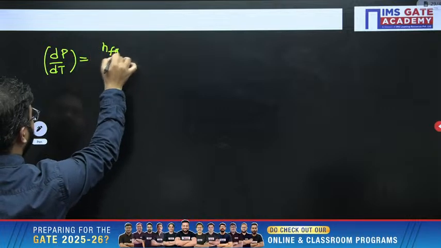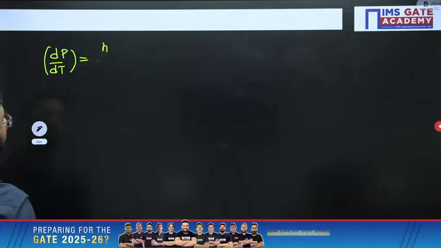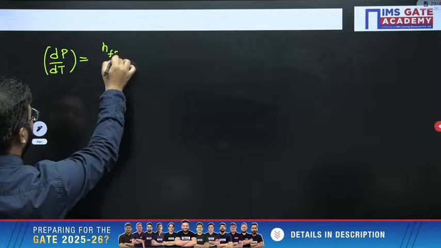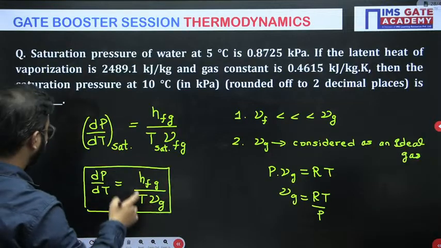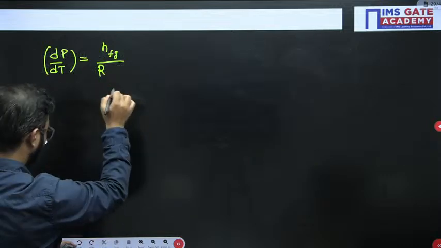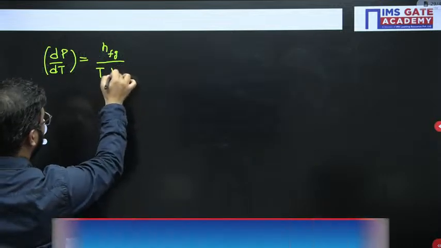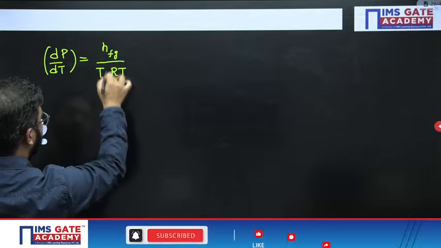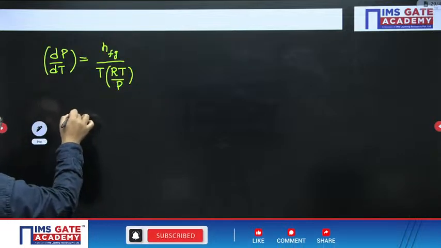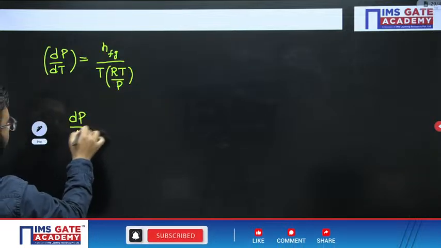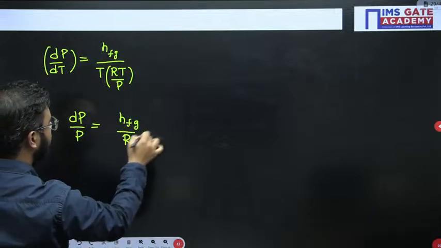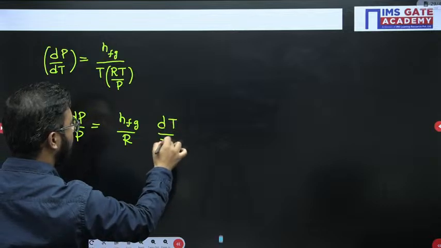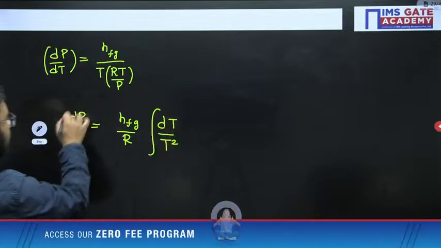Okay, HFG by R into RT by P, like this. Now what will happen? This P will come here in the denominator. HFG by R is separated. dT by T square. Integration we are going to perform.